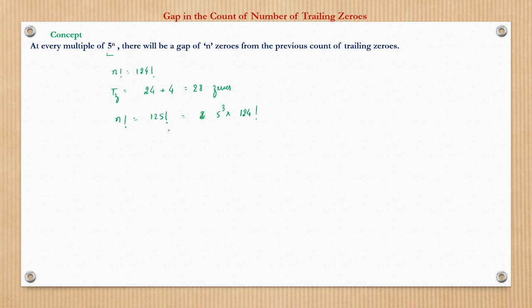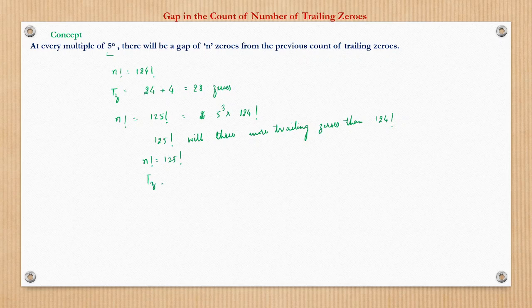So 125 factorial is 125 multiples of 124 factorial, and 125 is nothing but 5 raised to power 3. So ideally, without even calculating tz, we can say that 125 factorial will have 3 more trailing zeros than 124 factorial. This we can check also if n factorial is equal to 125 factorial.